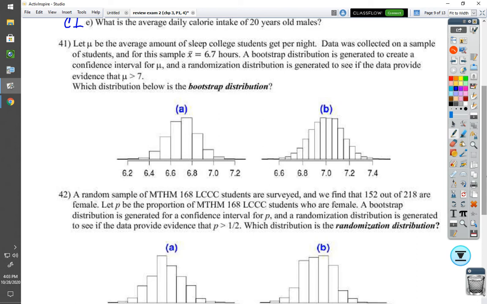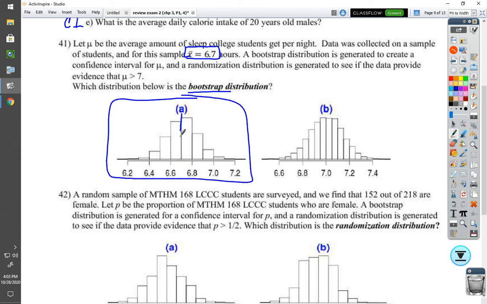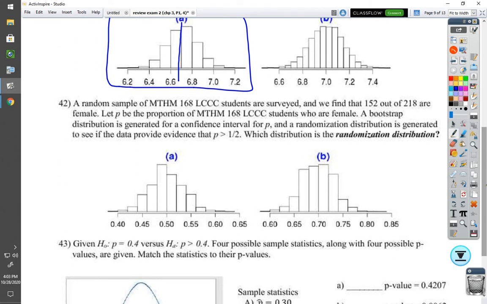A Bootstrap distribution provides a confidence interval level for mu and a randomized distribution to see if the data provide evidence that mu is greater than 7. Which one of these is the Bootstrap distribution? Well, remember, the sample is at 6.7, and the Bootstrap is always centered on 6.7, so your winner is the one that's centered at 6.7-ish.